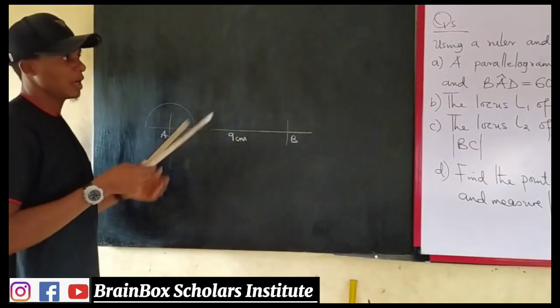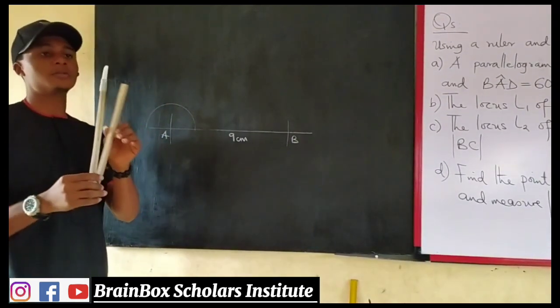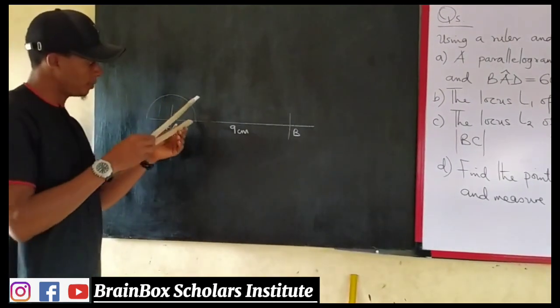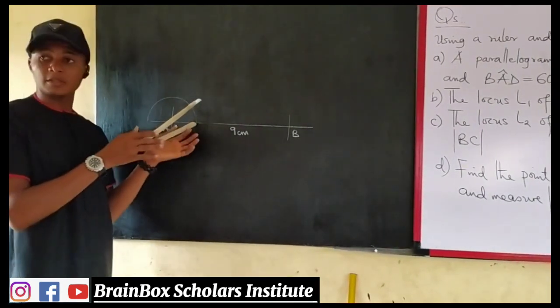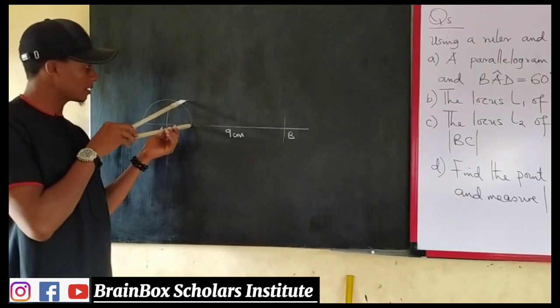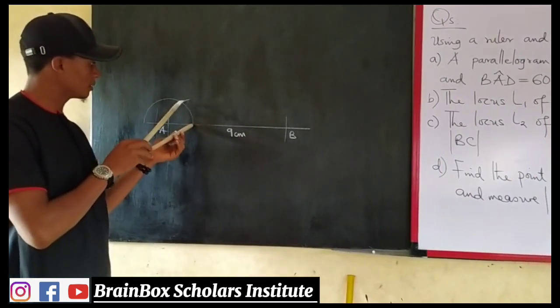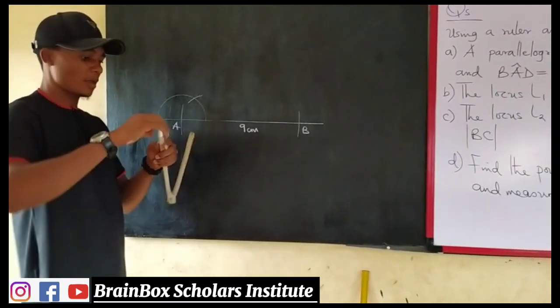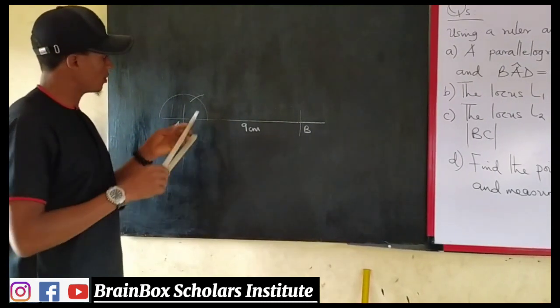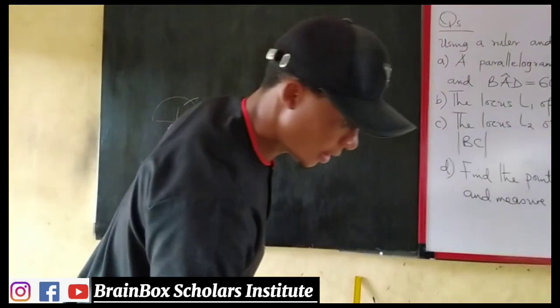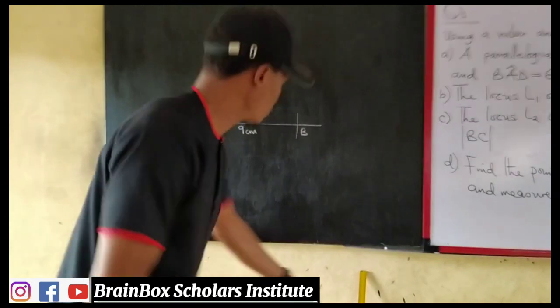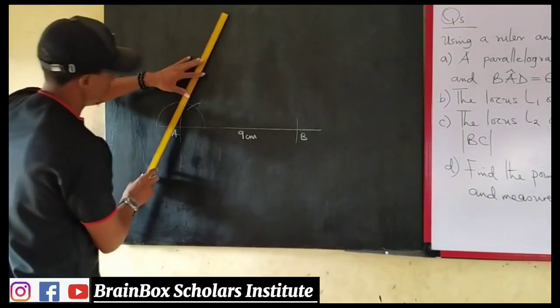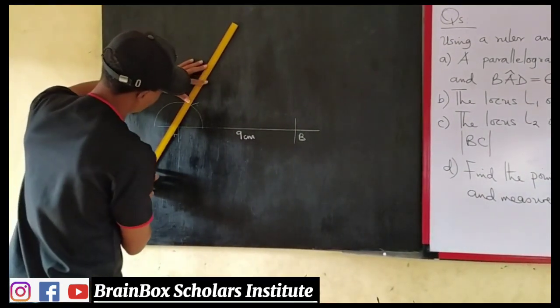With it, I won't change the radius. I'll use the radius the way it is. Place it here and cut this arc. Are you following? Yes. Cut this arc here. Alright, and I'll draw a straight line.